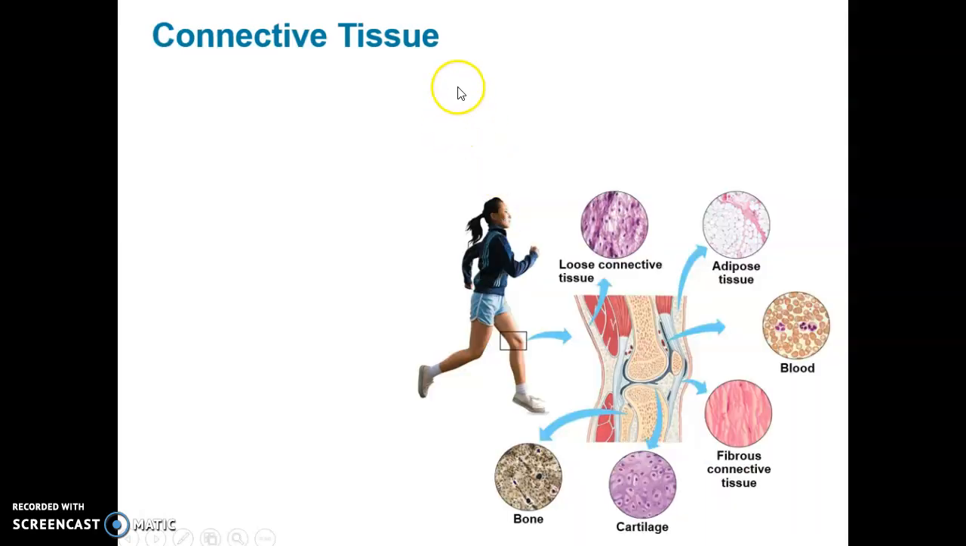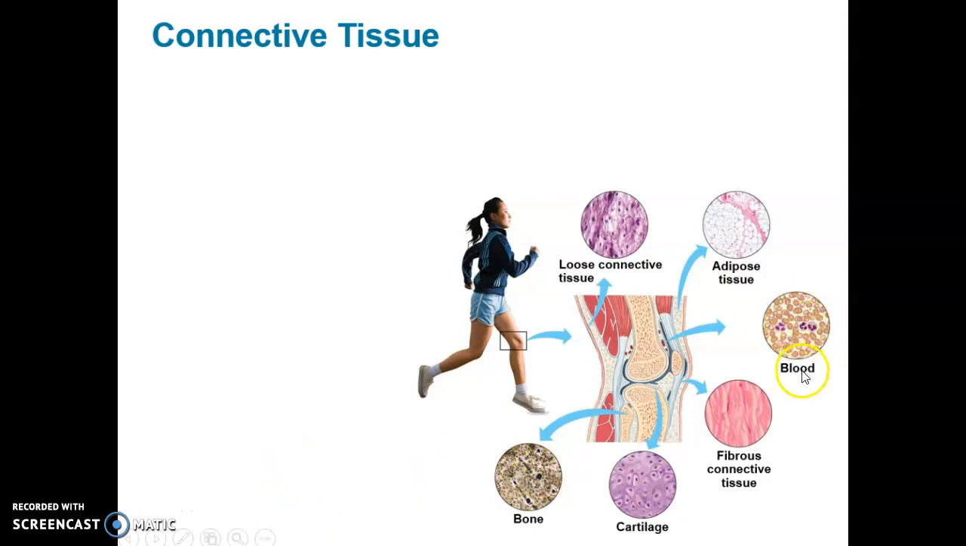Okay, let's move on to connective tissue. Connective tissue is kind of unique because it's comprised of a lot of different types of structures. For example, cellular tissue arrangements. So for example, bone. It's a hard, solid connective tissue.